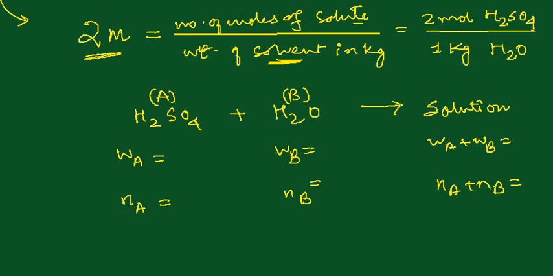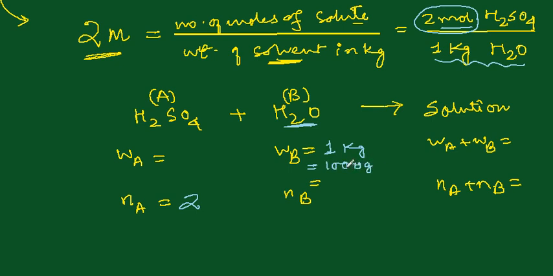So as per the given condition of the problem, what can we see? We can see that we have 2 moles of sulfuric acid in 1 kg of water. The mass of water that we have is 1 kg. So 1 kg, if we take it in gram, we'll have 1000 gram.